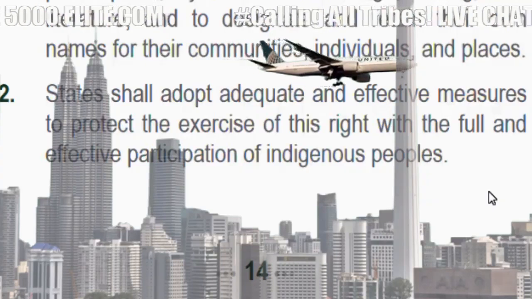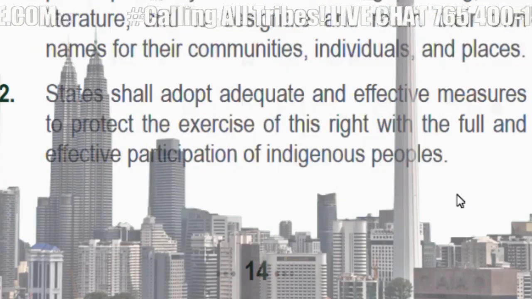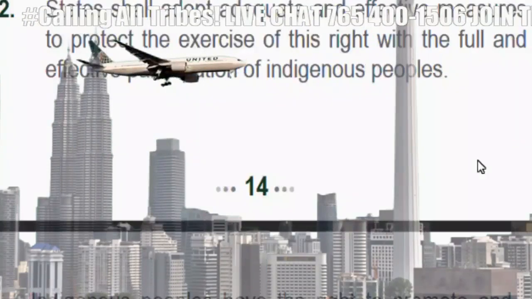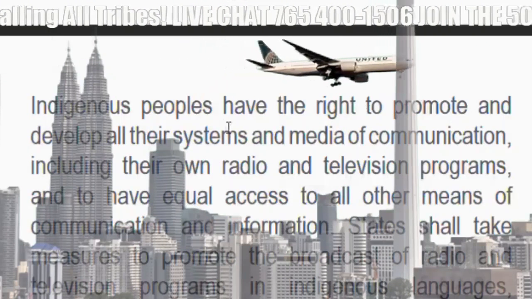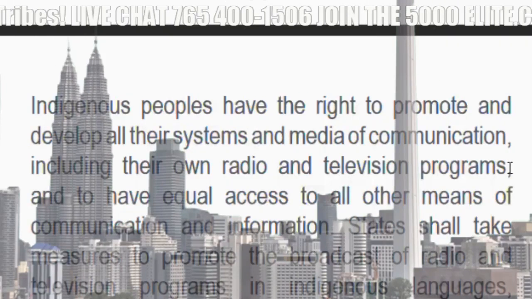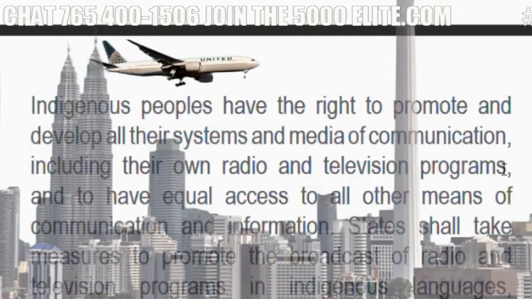So it's our duty to make sure that adequate and effective measures are taken to protect the exercise of our rights. And we are engaged fully in that participation on behalf of our people. We have a right to promote and develop our systems and media of communication, including our own radio and television programs. And check this out, and to have equal access to all other means of communication and information. And states shall take measures to promote the broadcast of radio and television programs in our languages, particularly in areas where our people are present.